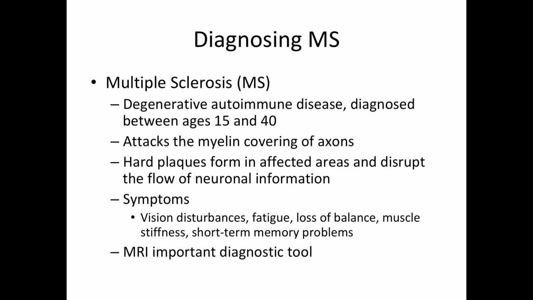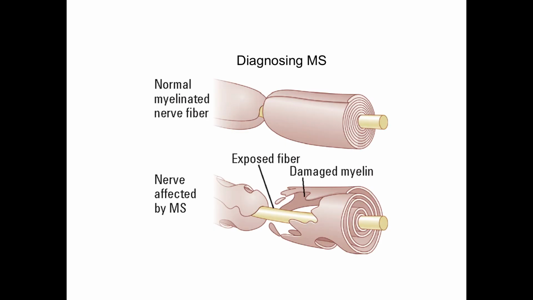So of course, if there's less myelin, there will be a disruption of the flow of neuronal information. The cause of MS is unknown and it is often diagnosed between the ages of 15 and 40. There is a broad variety of symptoms, which include muscle stiffness, vision disturbances, and also short-term memory problems. So here's a schematic picture of that.